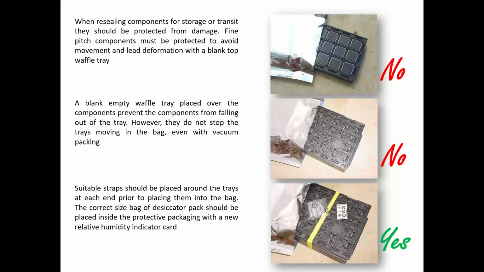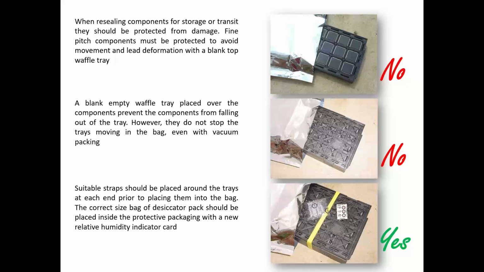And components, when you receive them in manufacture, you get them from the shop floor, from your component distribution hub within your factory, or from your supplier. All components that are packaged within waffle trays should always have a top tray, and it should be bonded so they can't separate, so the components can't move around within the waffle tray. So the first example is not very good.